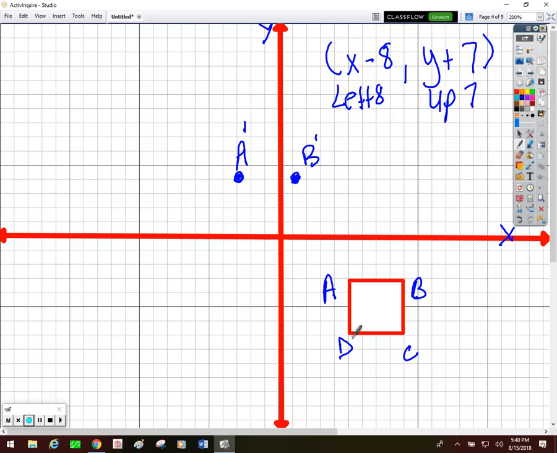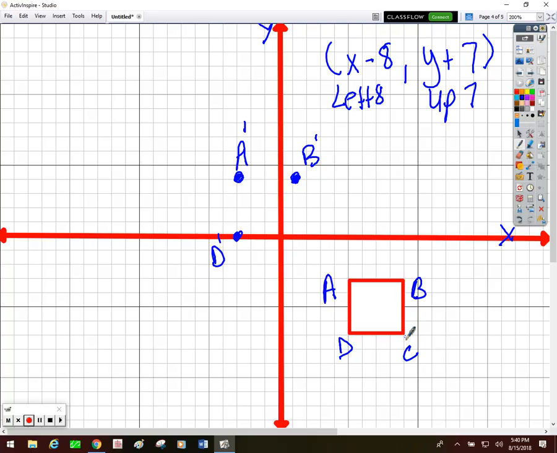Okay, so here's D. 1, 2, 3, 4, 5, 6, 7, 8. 1, 2, 3, 4, 5, 6, 7. And again, please notice I'm not counting the boxes. I'm counting the corners. I'm counting the lines. Okay, don't let it mess you up.